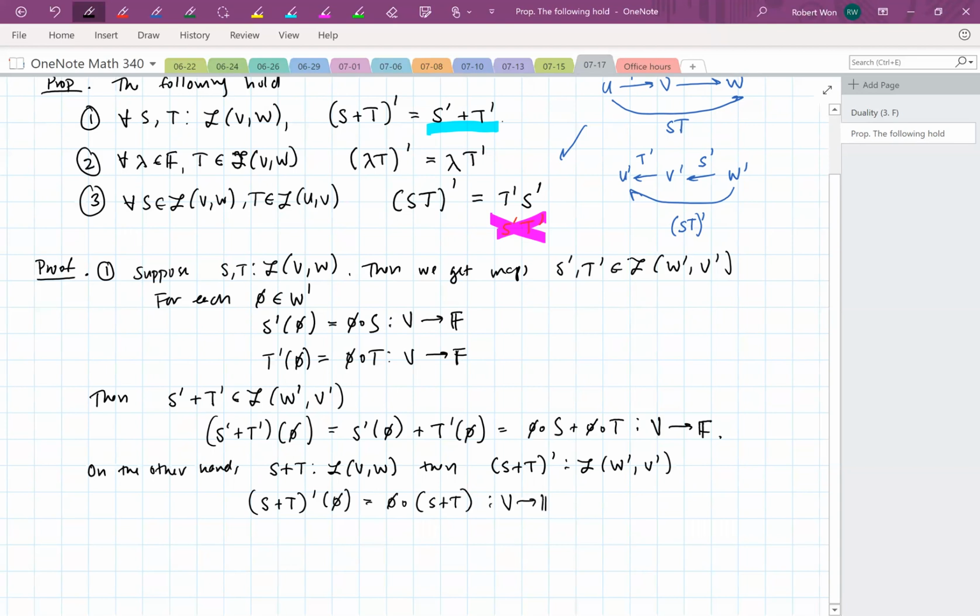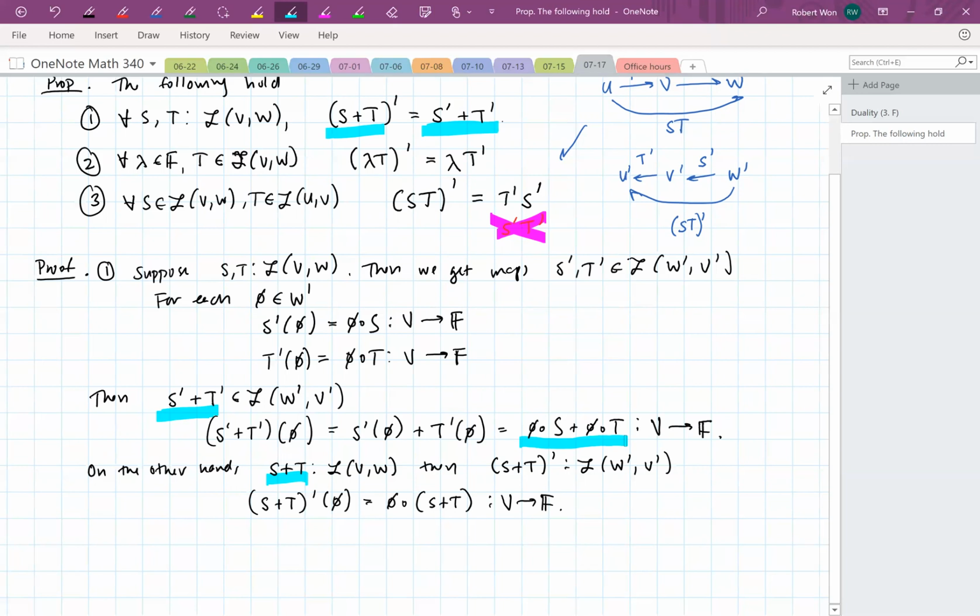This is a function from V to F. Okay, so I'm trying to show that this equals this as a function from W dual to V dual. How can I show that two functions are equal? I can show that they do the same thing to every element of the domain. In these displayed lines, I've shown what they do to each element of W dual.